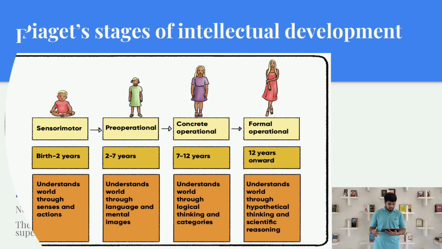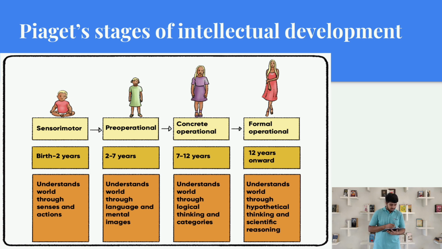Now, moving on to the next theory, which is Piaget's stages of intellectual development. There are basically 4 stages. The first is sensorimotor, the second is pre-operational, the third is concrete operational, and the fourth is formal operational. Sensorimotor is from birth to 2 years of age. The pre-operational is from 2 to 7 years. The concrete operational is from 7 to 12 years, and the formal operational, which is the last stage, is from 12 years onwards. So it would be initiated at or after 12 years.